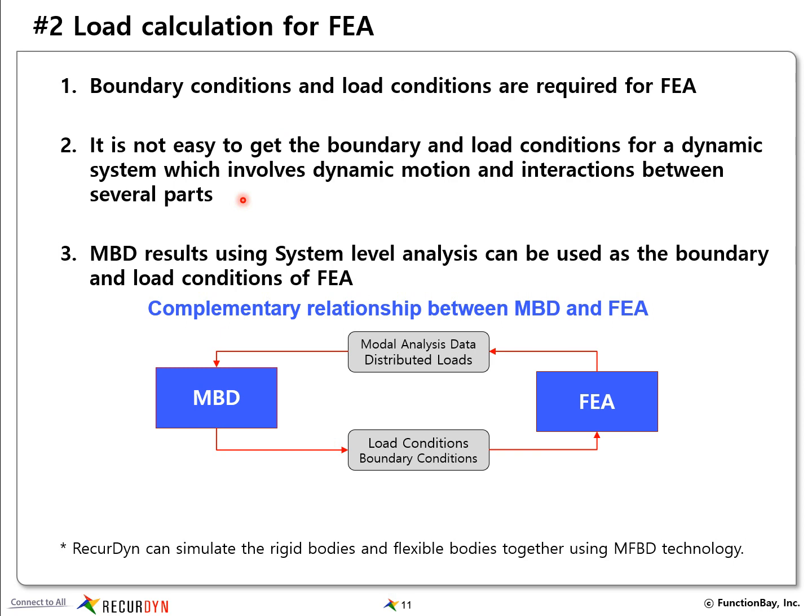To do so, user can make a system model using RecurDyn and obtain the load conditions of the several locations, then apply them to FEA model and perform the structural analysis, like this. FEA results can be used for MBD, such as modal analysis data or distributed loads. Of course, without additional FEA software, RecurDyn can be used for the transient structural analysis using MFBD technology.